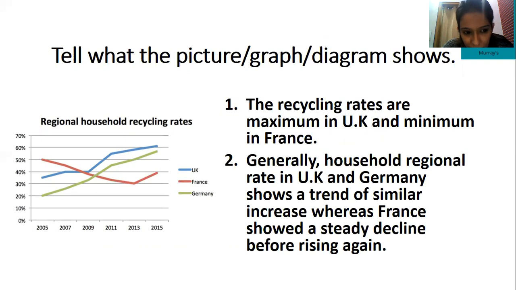The regional household recycling rates are maximum in UK and minimum in France. The blue line deals with UK and the red line deals with France. And it can go in the same paragraph. The household regional rate in UK and Germany: if you see the blue and the green line, they are showing almost a similar trend of increase. But if you talk about the red line, that is France, it showed a steady decline before rising again.